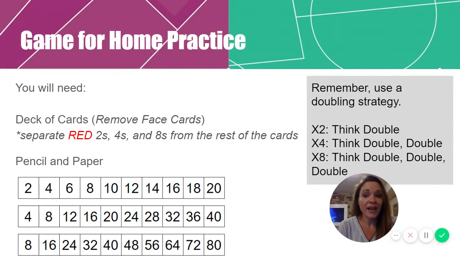Perhaps you drew a 7 and a 4. So for 4s, you're going to think double, double. Double 7 is 14, and double 14 is 28. So I'm going to cross off 28 on my game board. Perhaps you drew a 6 and an 8. For this, you're going to think double, double, double. Double 6 is 12, double 12 is 24, and double 24 is 48. So I'm going to cross off the 48 on my game board.